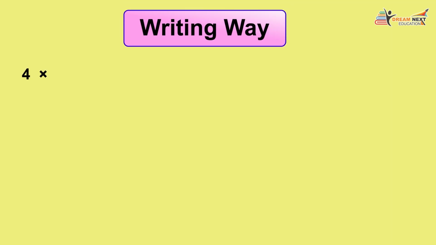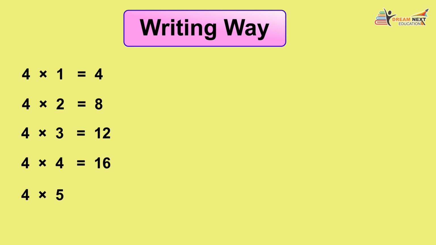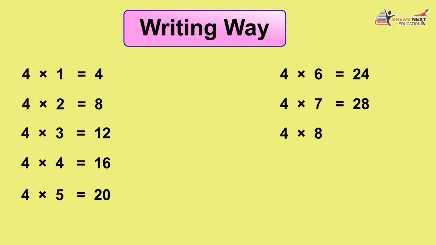Writing way. 4 into 1 is equal to 4. 4 into 2 is equal to 8. 4 into 3 is equal to 12. 4 into 4 is equal to 16. 4 into 5 is equal to 20. 4 into 6 is equal to 24. 4 into 7 is equal to 28. 4 into 8 is equal to 32. 4 into 9 is equal to 36. 4 into 10 is equal to 40.